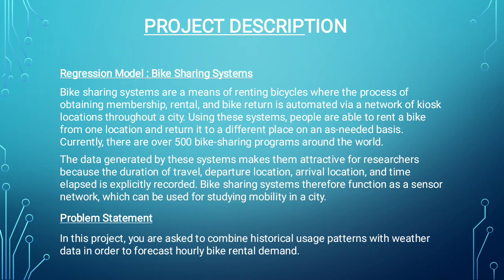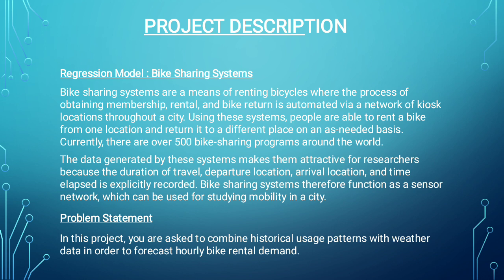Next is the project description. I made a project which combines historical patterns with weather data in order to forecast hourly bike rental demand. It is basically a regression model. Now, what actually is a bike sharing system? Bike sharing systems are a means of renting bikes from one location and returning them to a different place on an as needed basis through membership or on demand. These systems can be used to study the mobility of the city.